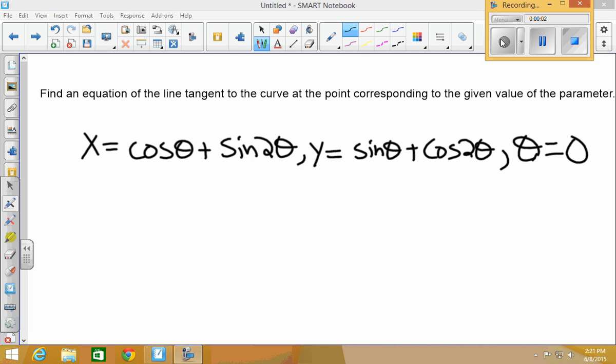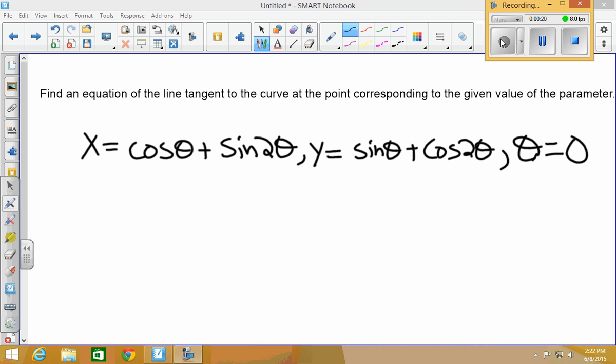Find an equation of the line tangent to the curve at the point corresponding to the given value of the parameter. Here, x equals cosine of theta plus sine of 2 theta, y equals sine of theta plus cosine of 2 theta, and the given value of the parameter is theta equals 0.